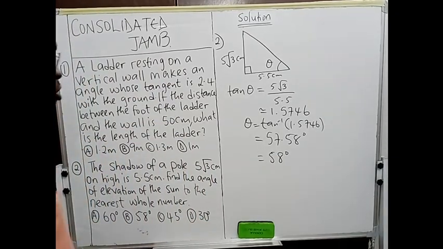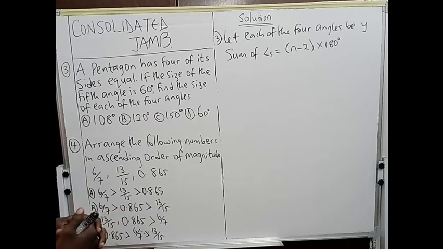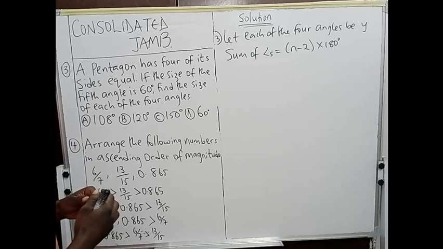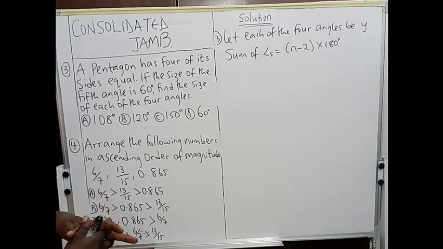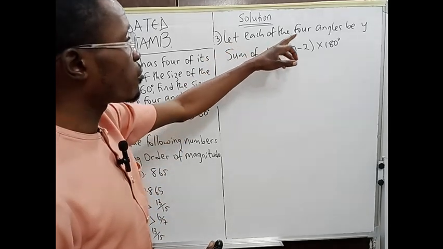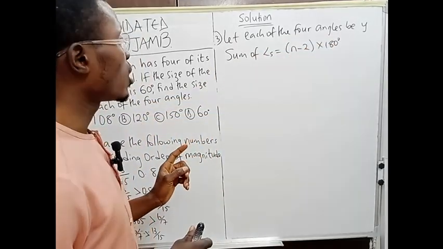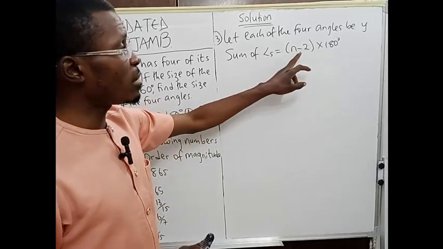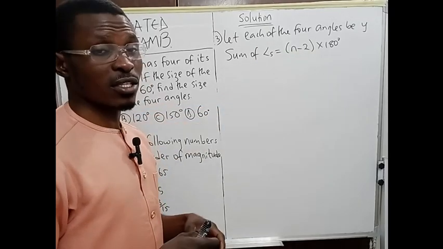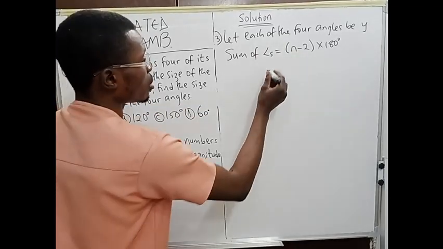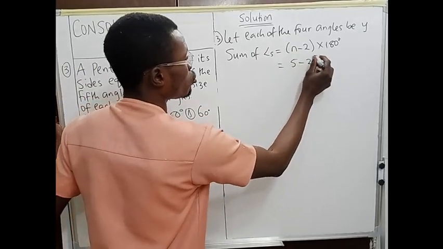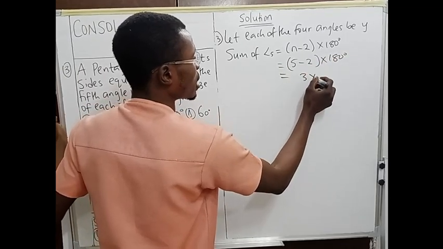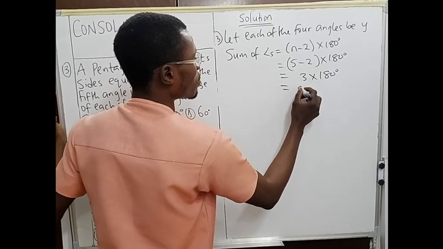Option B. Question 3 says, a pentagon has 4 of its sides equal. If the size of the fifth angle is 60 degrees, find the size of each of the 4 angles. Now, the first thing we do, we let each of the 4 angles be what? Y. Okay? We know that the sum of angles of a polygon is given by this expression, n minus 2 times 180. Our n stands for the number of sides. So for a pentagon, we're going to be having 5 minus 2 times 180, right? Degrees. That is 3 times 180 degrees. And that'll give us what?